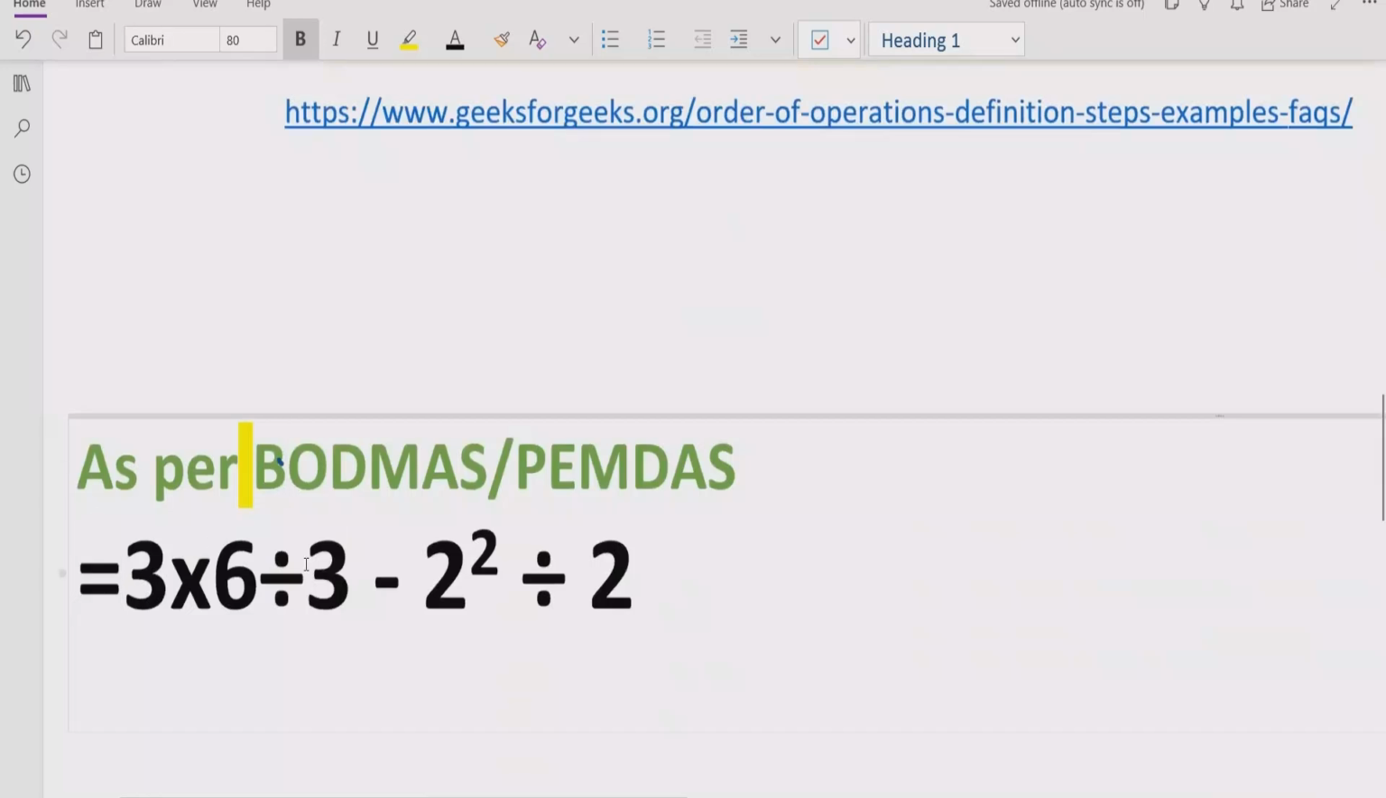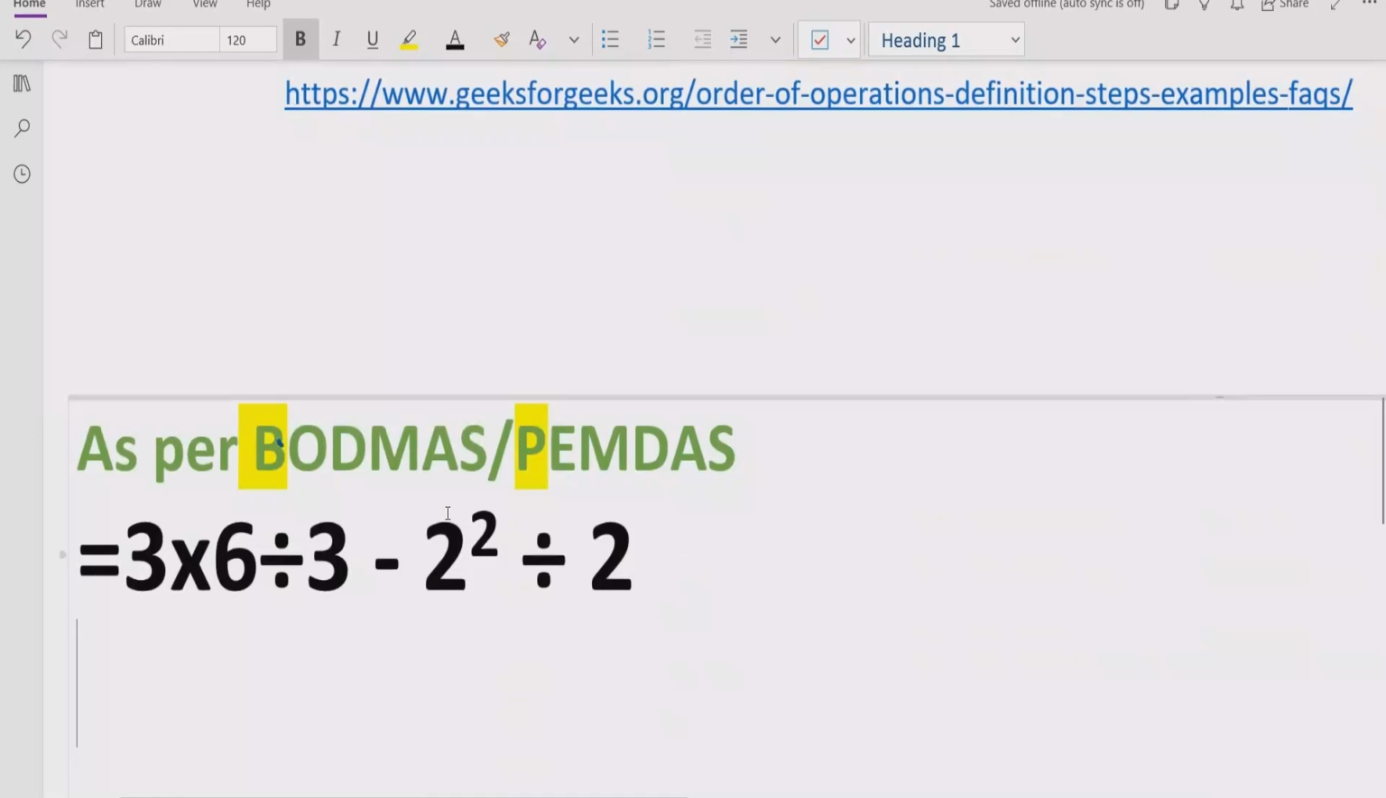Here we have our expression, and we will use the BODMAS and PEMDAS method to solve it. According to the rule, we have to see first the bracket, or you can say parenthesis. But fortunately, our expression does not contain any bracket or parenthesis. So we will skip this step and find the exponent. Here in our expression we have a power, which is 2 raised to power 2. So now we will solve this part first.